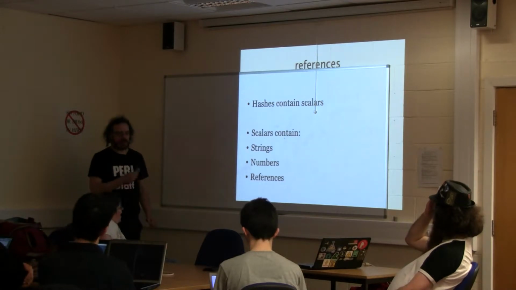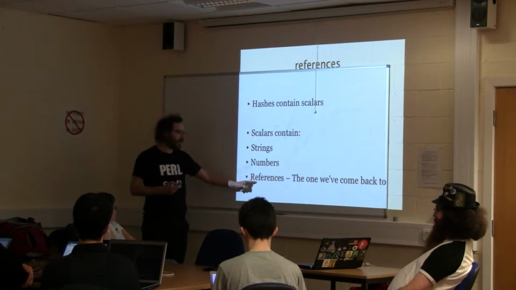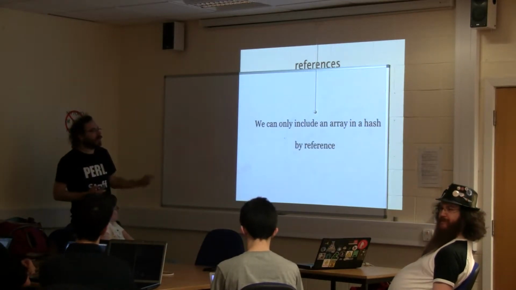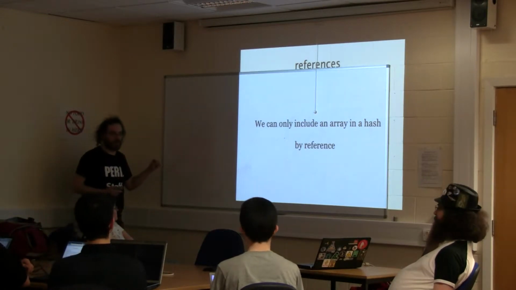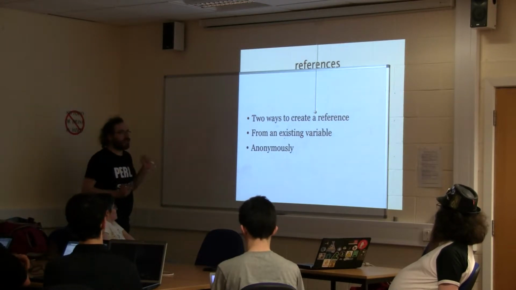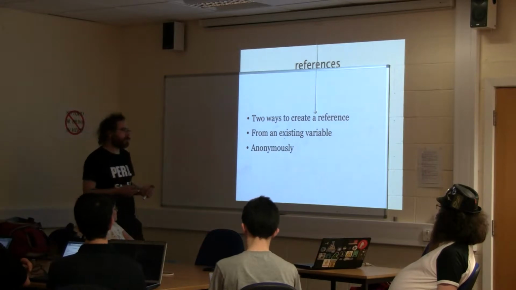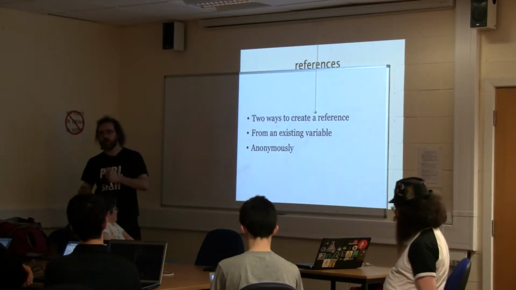What's a reference? This is the one I said we'd come back to earlier. We can only include an array in a hash by reference. What does that mean? There are two ways to create a reference: from an existing variable, or by creating an anonymous hash or an anonymous array.